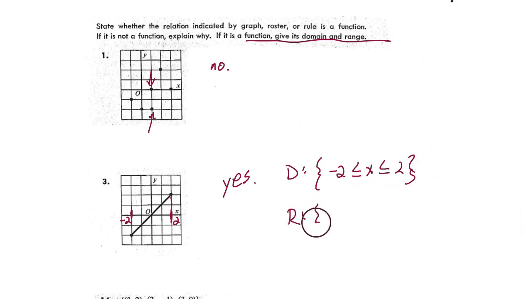Now the range, where's y? Well, right there at negative 2 is the lowest spot on the y-axis that the thing ever reaches. And this dot lines up with positive 2, the highest spot it ever reaches. So y is in between negative 2 and positive 2 as well.